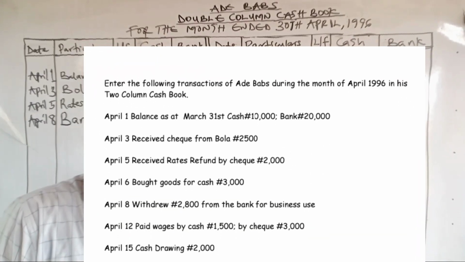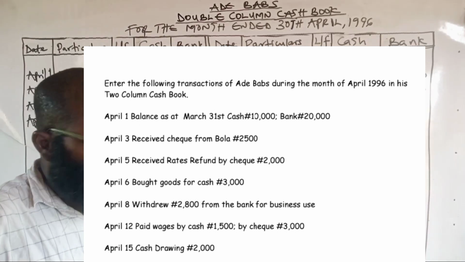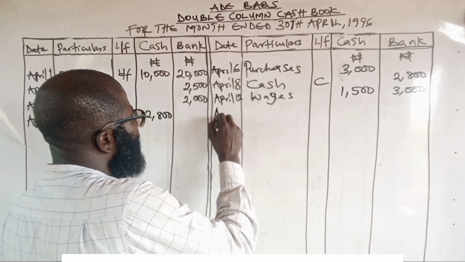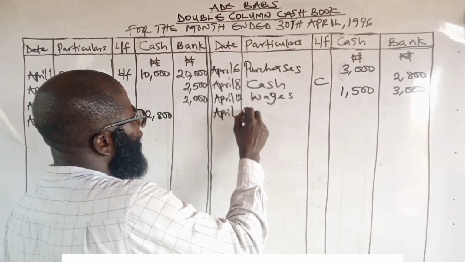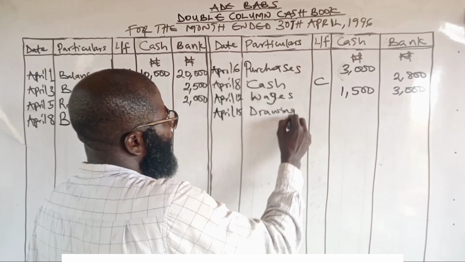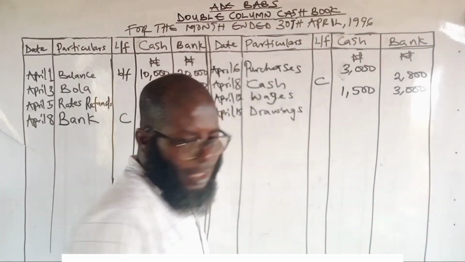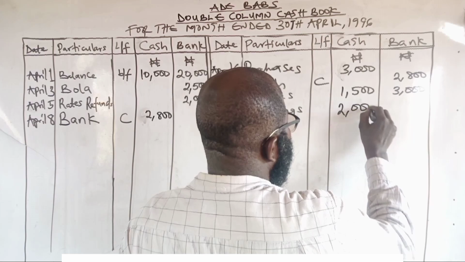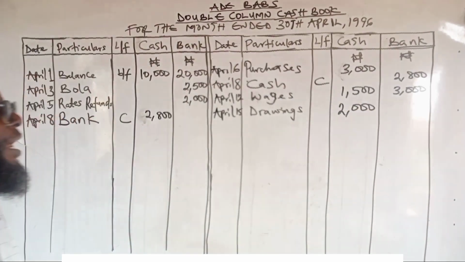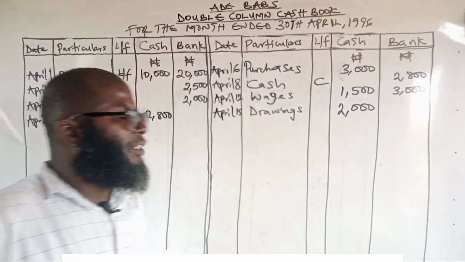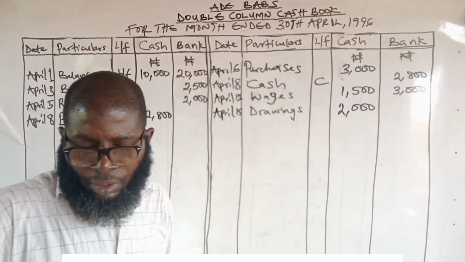Then, April 15, cash drawing, 2,000 naira. Then you come to April 15, the date column, then you put drawings here. Meaning that Adebabs withdrew 2,000 naira from the account of the cash. That is the reason we are having it on the cash column here on the credit side.